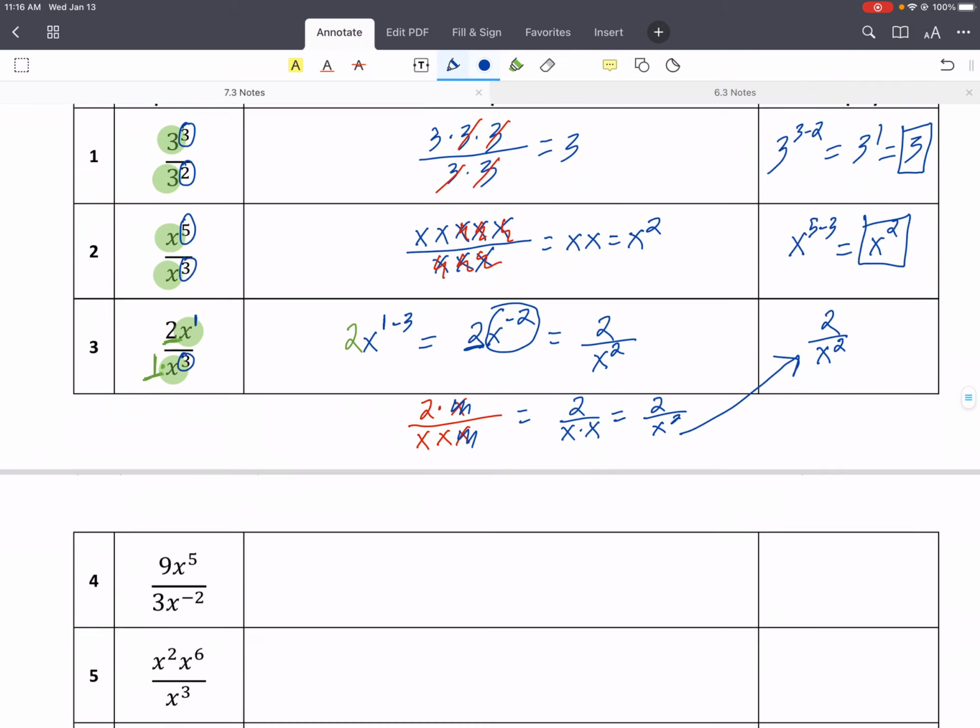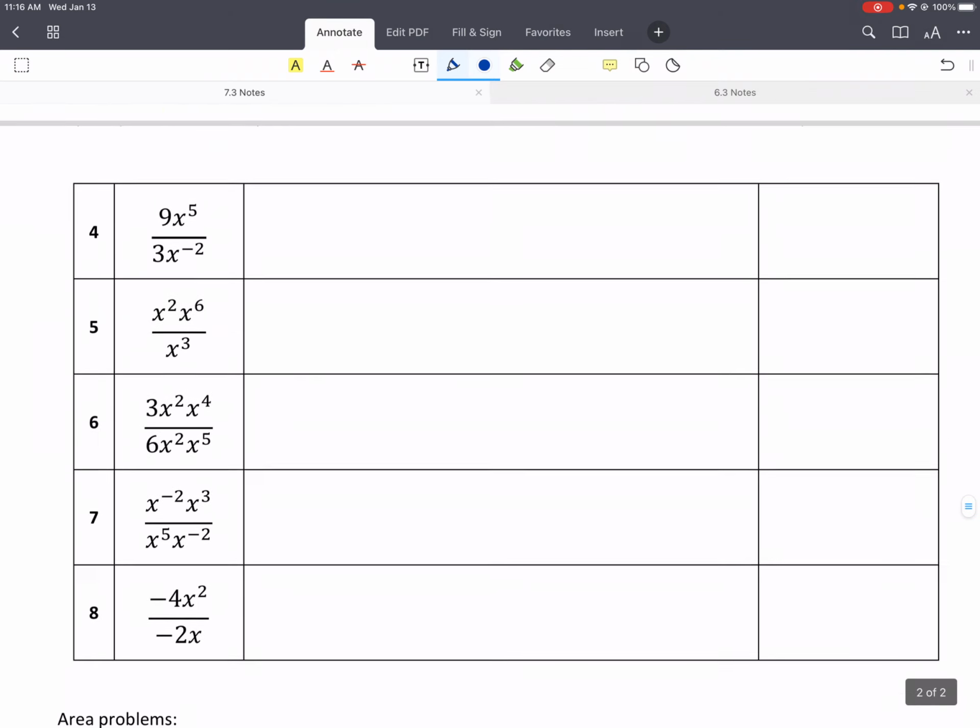All right. So here we got some more complex examples. Number 4, I'll leave to you guys to be able to do. If you want to check your answer, it will be 3x to the 7th. We'll at least look at 5 and 6 together, and then I'll leave you guys 7 and 8.